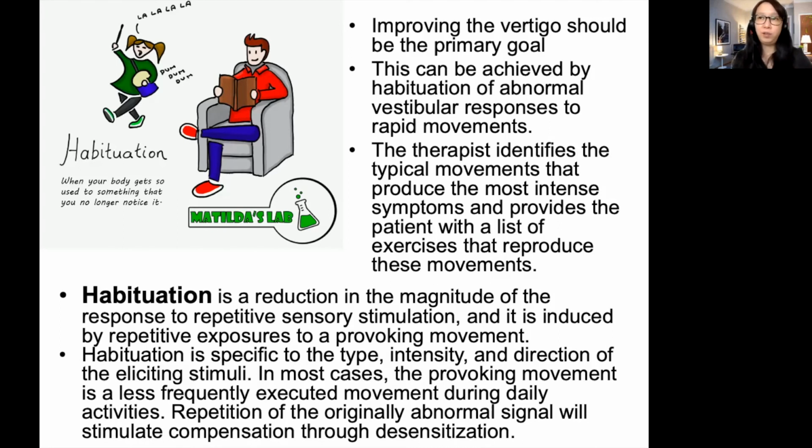Okay. So if they don't do it frequently and they know that movement makes them uncomfortable, they will avoid it. And avoidance is no good. That will not help them rehabilitate. All right. So repetition of the originally abnormal signal will stimulate compensation through desensitization. We want them to desensitize. Don't feel sensitive to that movement anymore.